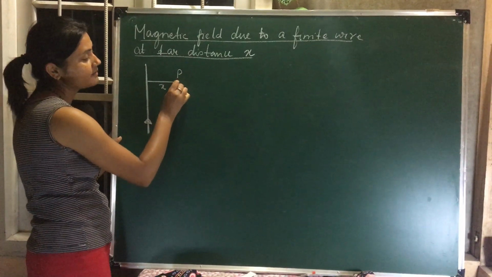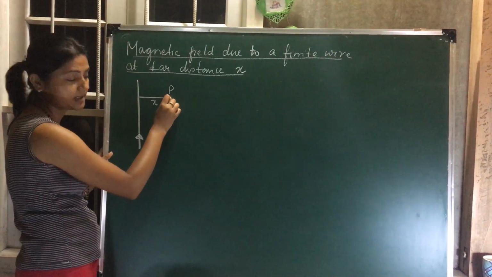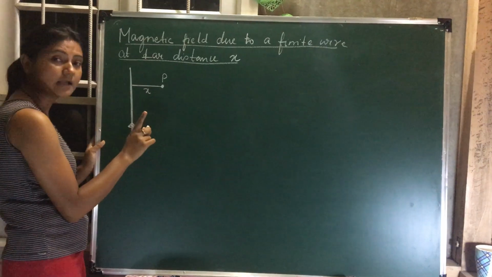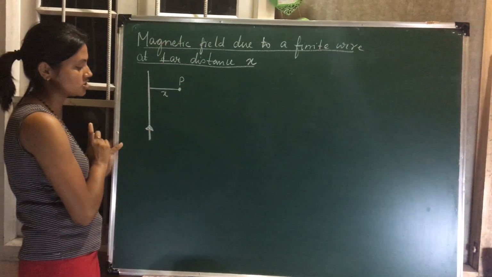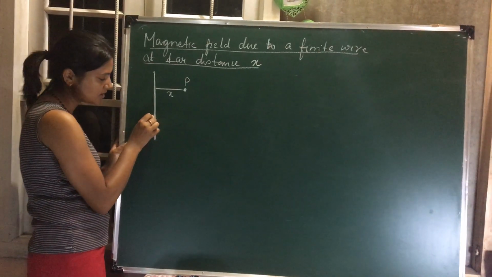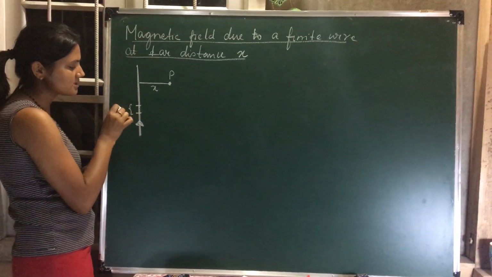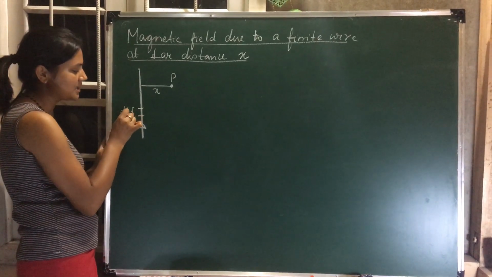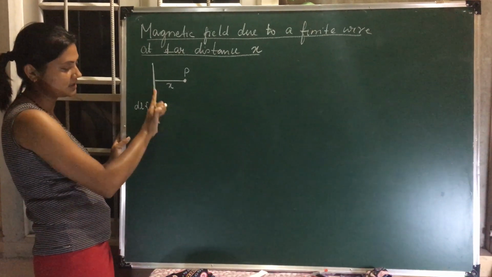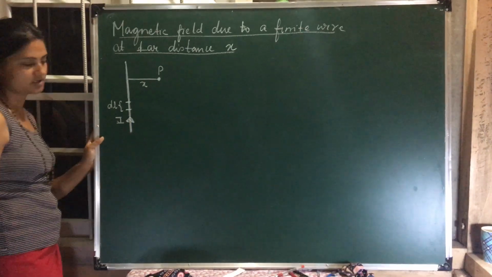Now how to find out the magnetic field at this point? Now to find the magnetic field, we need to use the Biot-Savart law, right? But we know the Biot-Savart law is holding for the elemental section, right? So what I am going to do, I am going to choose a very small elemental section. Let us call this section as dl. dl is a vector. What is the direction of dl? This is current direction, is the dl direction.